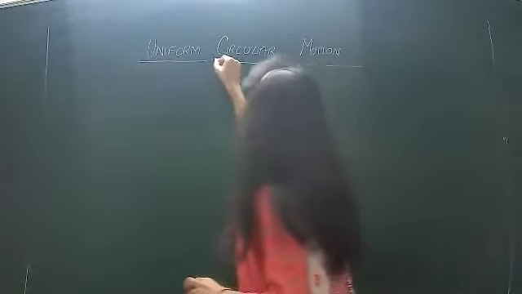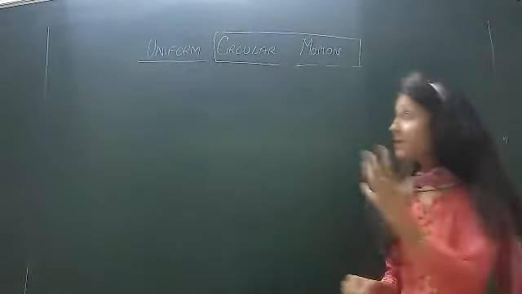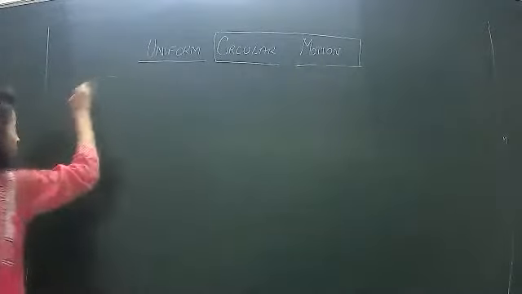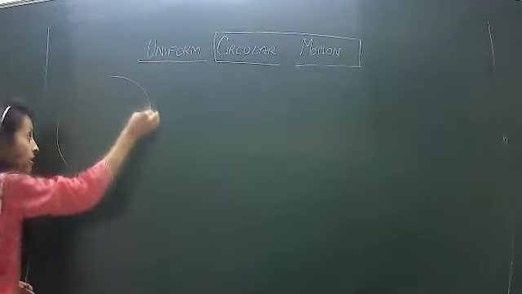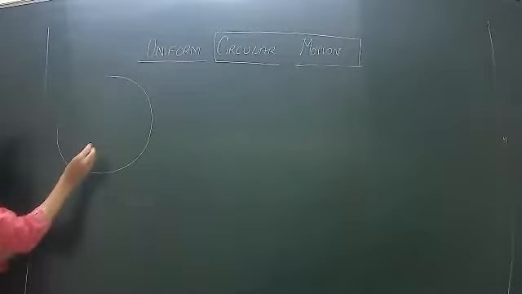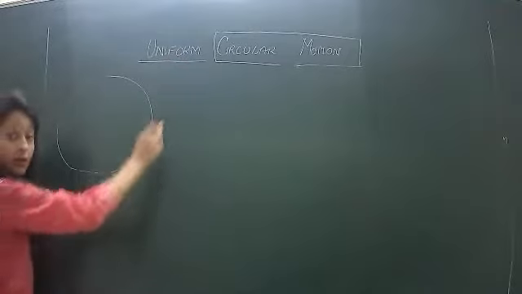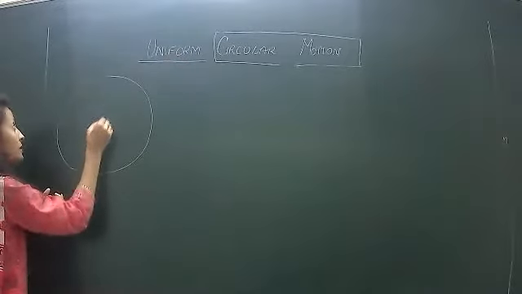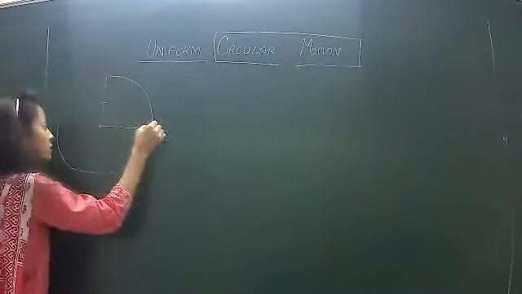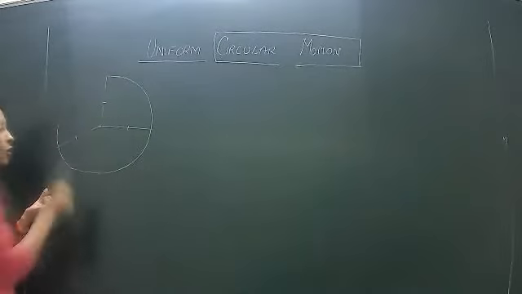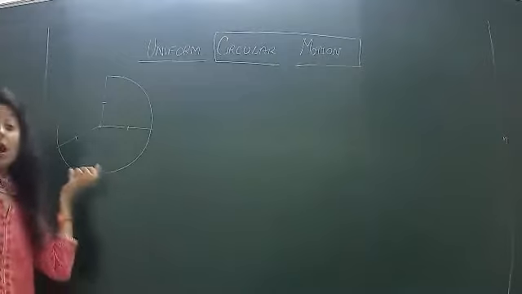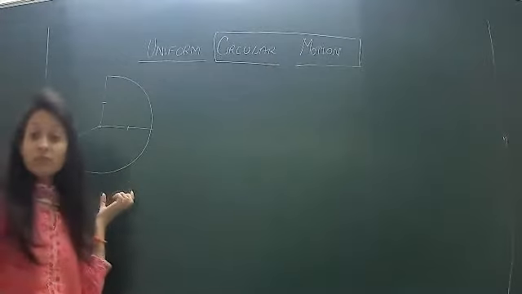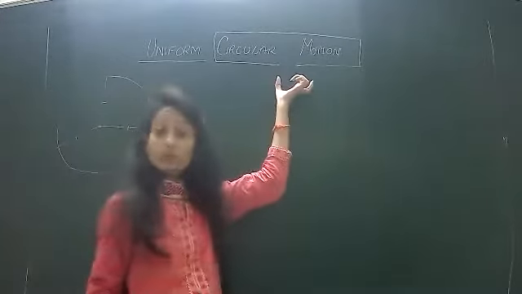Now, as the name suggests, what is circular motion? Circular motion means an object moves along a circular path. A circular path is a closed curved path which is equidistant from a fixed point. Along this circular path, if an object is moving, its motion is said to be circular motion.